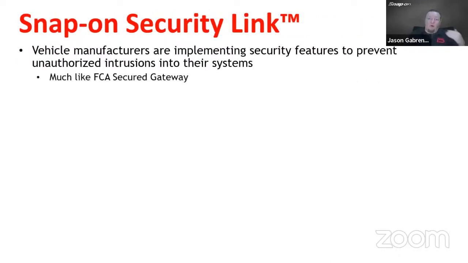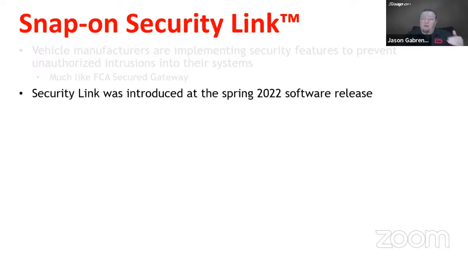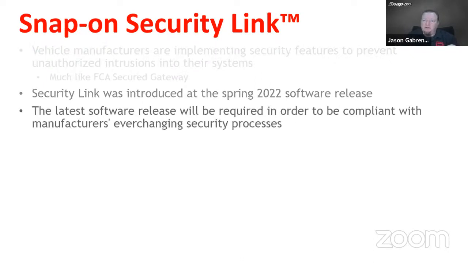So Security Link. Why have we introduced Security Link and what's the buzz here? So vehicle manufacturers, as you more than likely know at this point, in the last many years manufacturers have implemented security features to prevent unauthorized intrusions into their system. So if we think about FCA vehicles, that Jeep that got driven off the road, the FCA secured gateway was the first one to come on the scene. There are other manufacturers either currently that have this or they're on the way. Security Link was introduced at the spring 2022 software release, and that's what we're talking about. Just want to reiterate it for you.